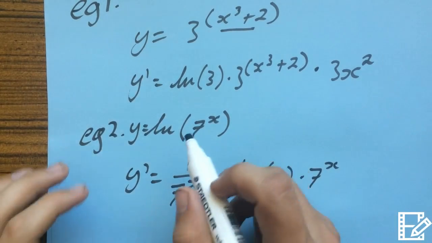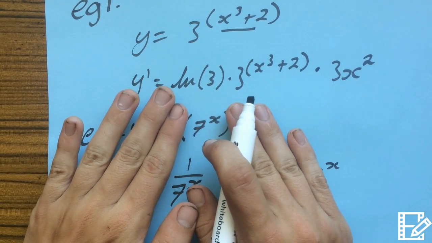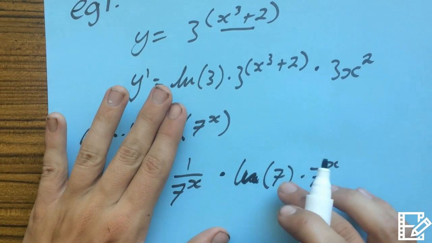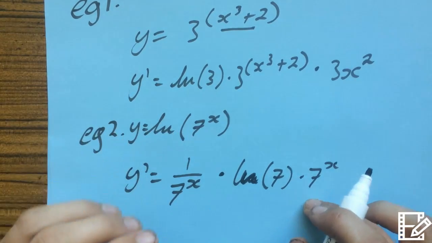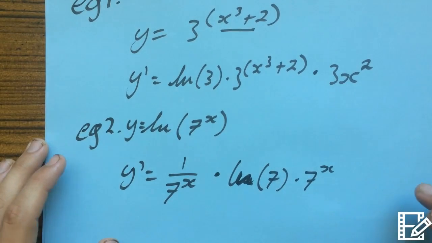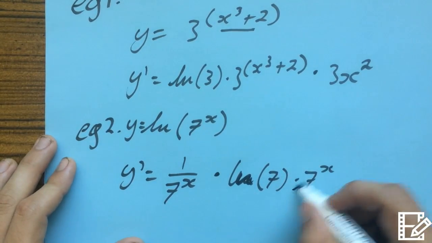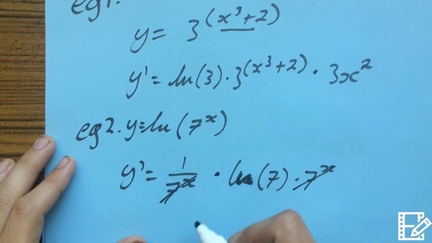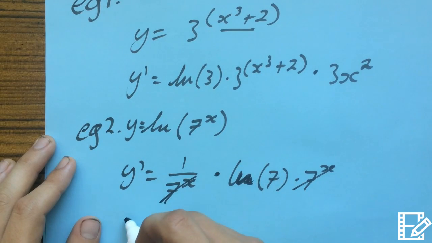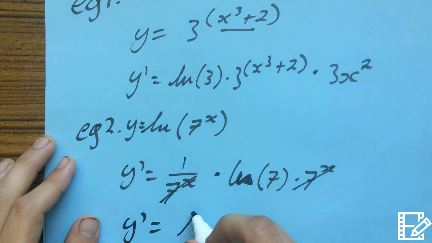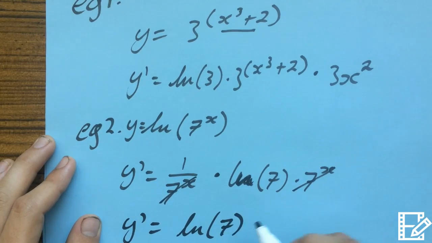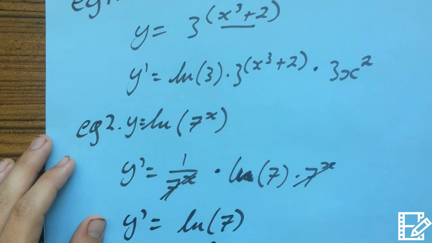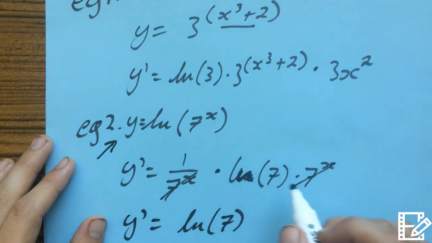Again, when we derive the inside, we're just focusing on the 7 to the power of x. We keep the 7 to the power of x, and we multiply it by ln of the 7. And that's the first derivative. Well, we can simplify this. We cancel out the 7 to the power of x, because when you multiply 7 to the power of x by 1 over 7 to the power of x, you just get 1. So the actual final answer is just ln 7. That's the first derivative of this here.